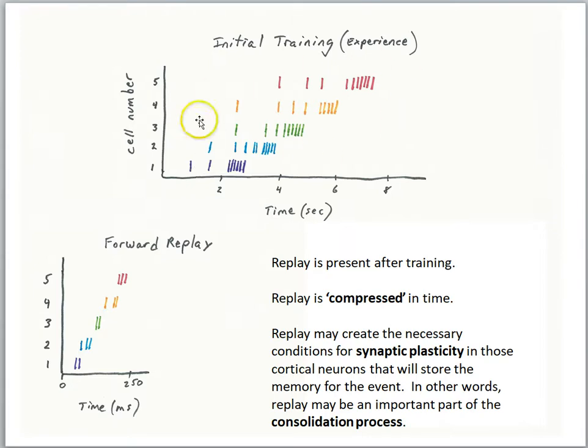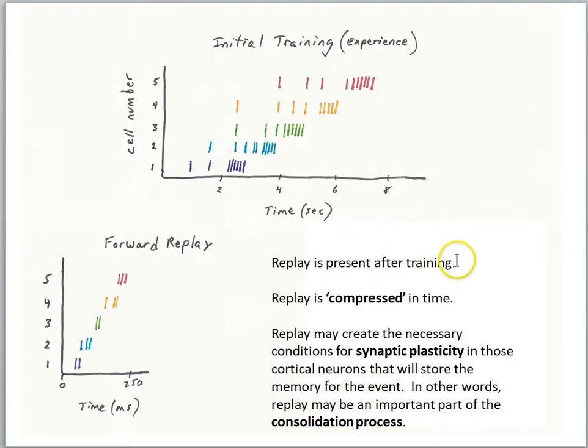So the record up here shows the initial pattern of place cell activity as the animal moved through the environment over time. Cell 1 showed activity here, and then cell 2, 3, 4, 5, etc. And then after the animal was finished exploring its environment, they recorded the following pattern, this down here, and they called it a forward replay. What they found was a compressed version of the same sequence of place cell activity. This occurred right after training.